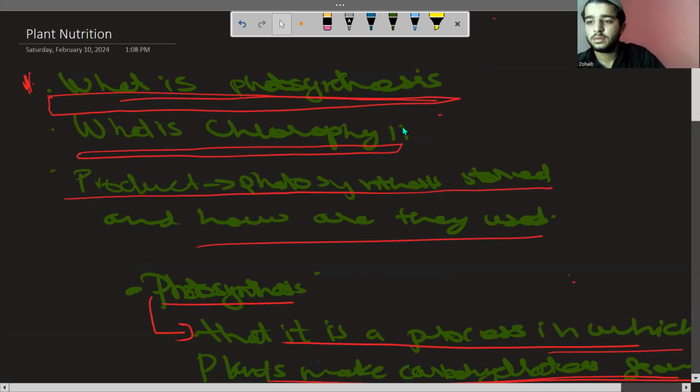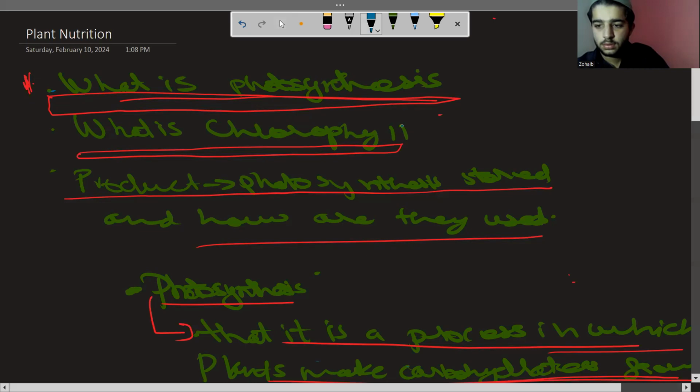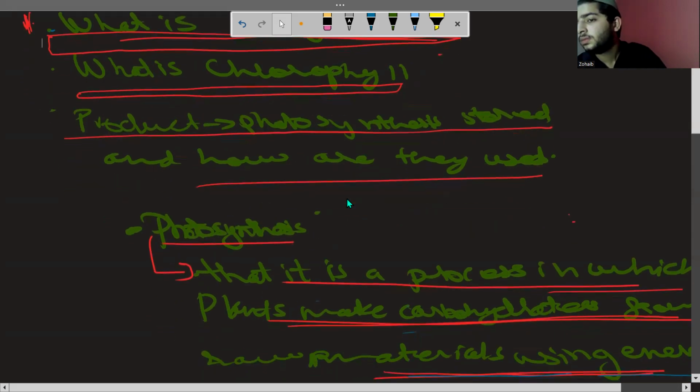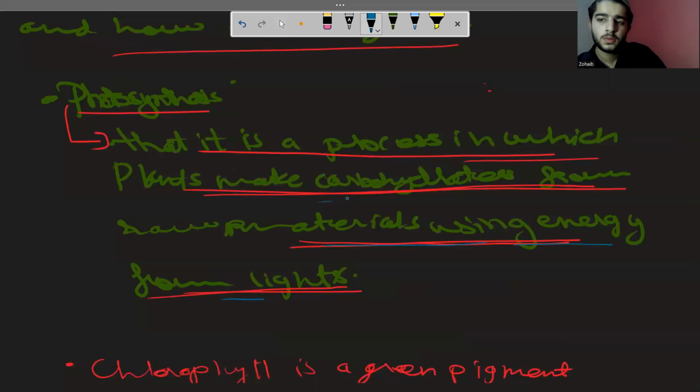Today we will start with the chapter plant nutrition. The first topic we will do is what is photosynthesis. The second thing we will do is what is chlorophyll, and the third thing we will do is what happens to the products which are formed after photosynthesis, what those products are and how they are used.